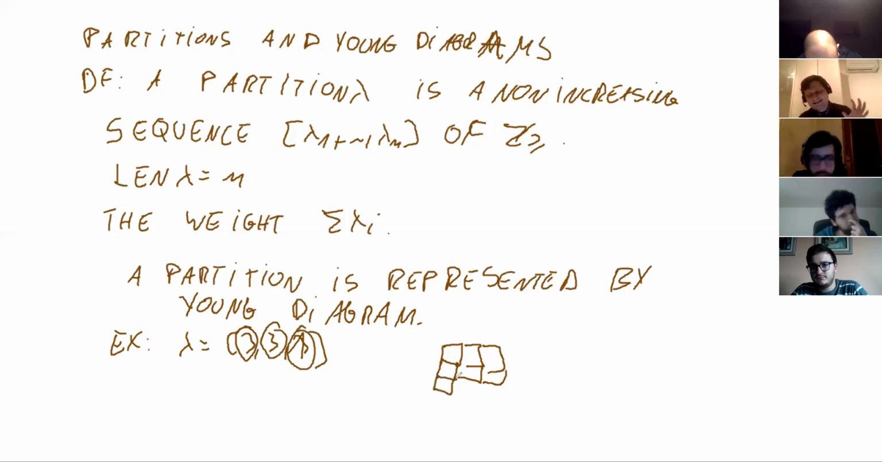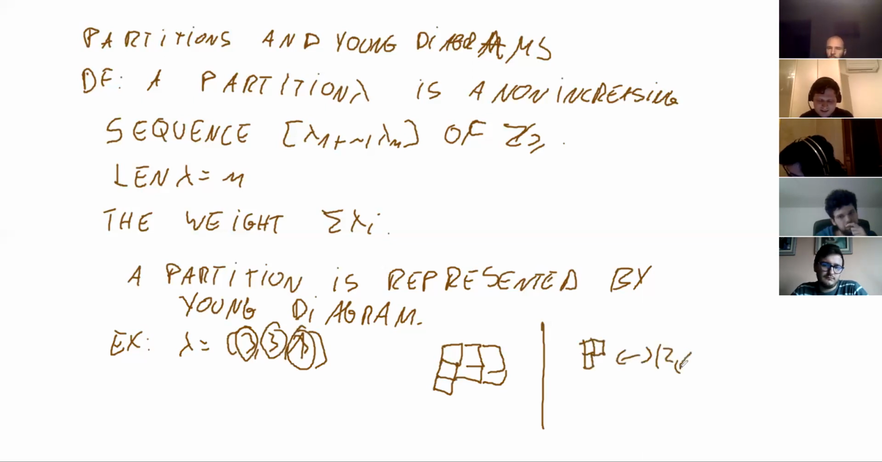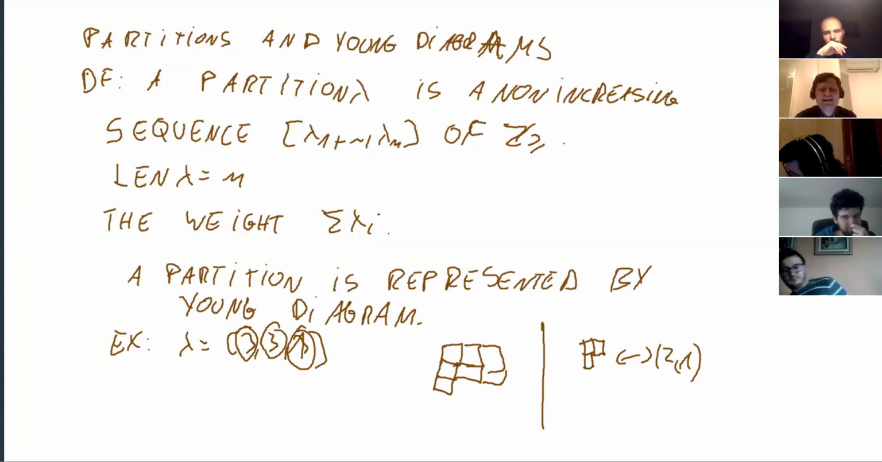You have to be slightly careful with zeros, because sometimes we will need them, sometimes not. Maybe one more example. So this Young diagram would be the partition 2, 1. Does anyone want to see more Young diagrams or more partitions? It's just a handy combinatorial tool to work with partitions.